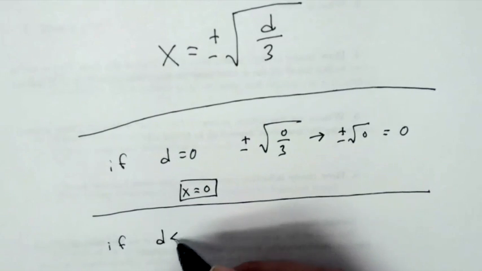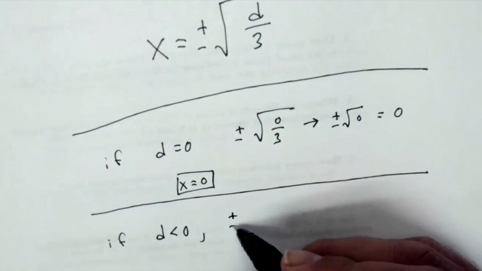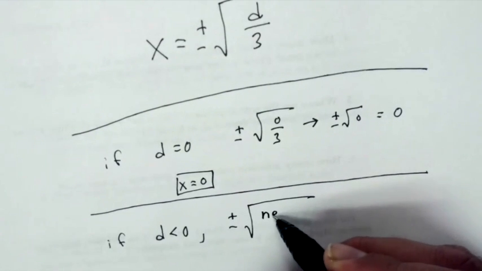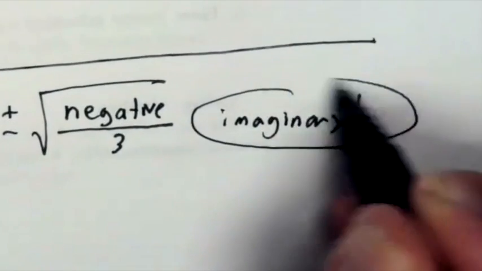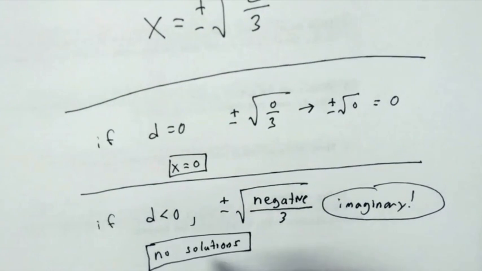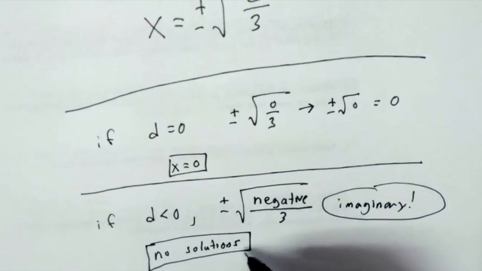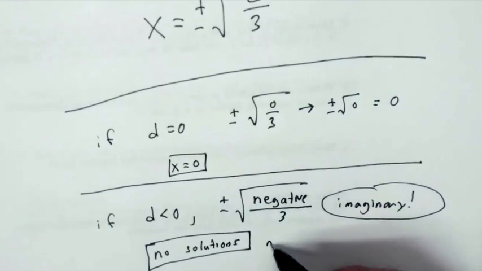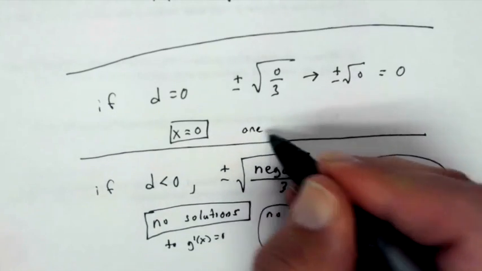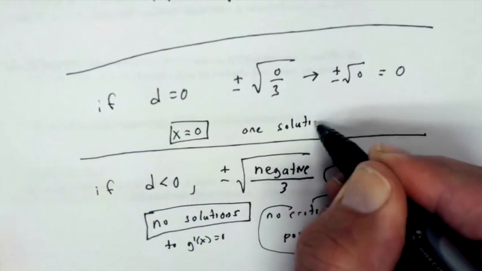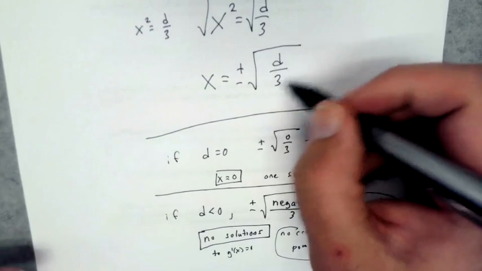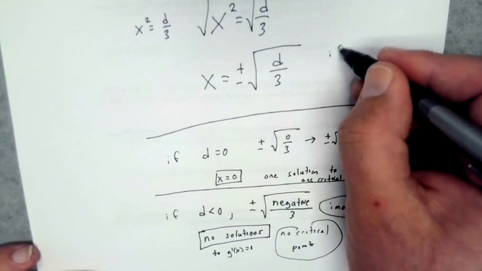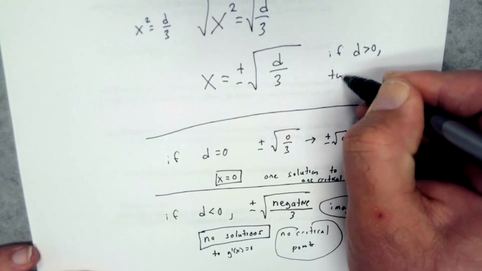Yeah, if d is less than 0, you're looking at plus or minus the square root of a negative number over 3. We cannot take the square root of a negative number in this class. We end up with what are called imaginary numbers. So in this case, we have no solution. Now, if d is less than 0, there are no critical points because there are no solutions to g prime of x equals 0. Here we have one solution to g prime of x equals 0, so 1 critical point. And here we have two actual numbers, we get a square root, we have a positive or negative. So if d is greater than 0, then we have two solutions or two critical points.